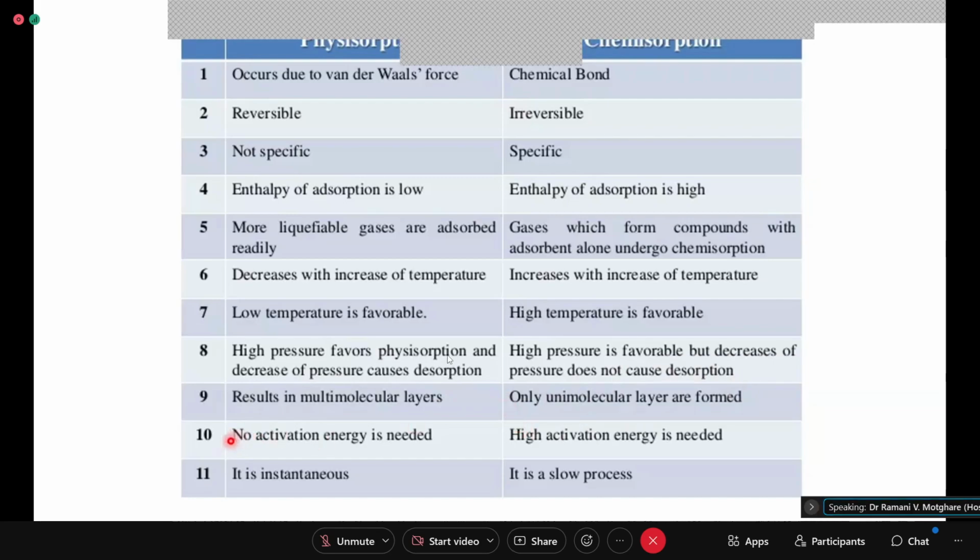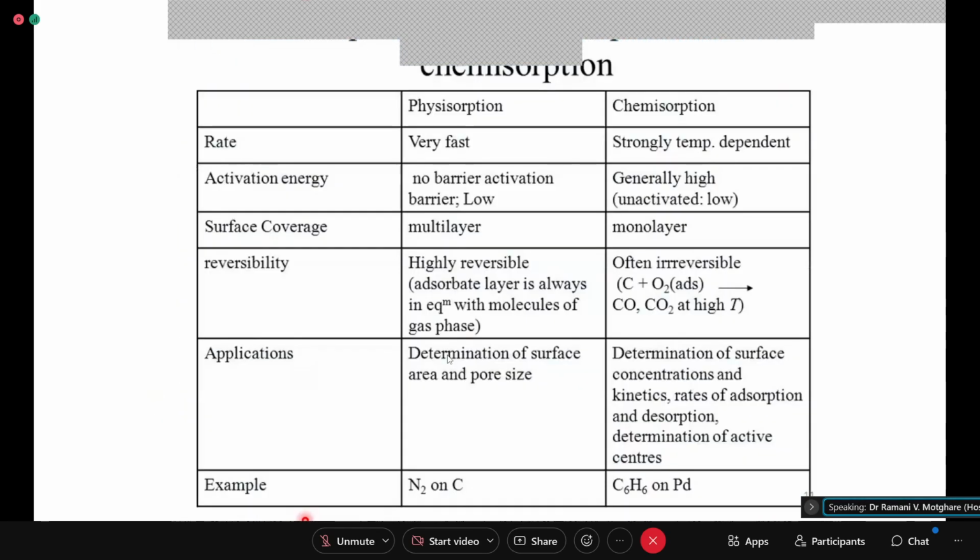No activation energy is needed for physisorption. High activation energy is needed for chemisorption. Physisorption is instantaneous, and chemisorption is a slow process. What is the rate? The rate is very fast in physisorption, and it is strongly temperature dependent in chemisorption. Activation energy: there is no barrier in physisorption, while in chemisorption generally the activation energy has to be high. Surface coverage: multilayer in physisorption, monolayer formation in chemisorption. Physisorption is highly reversible, chemisorption often irreversible.